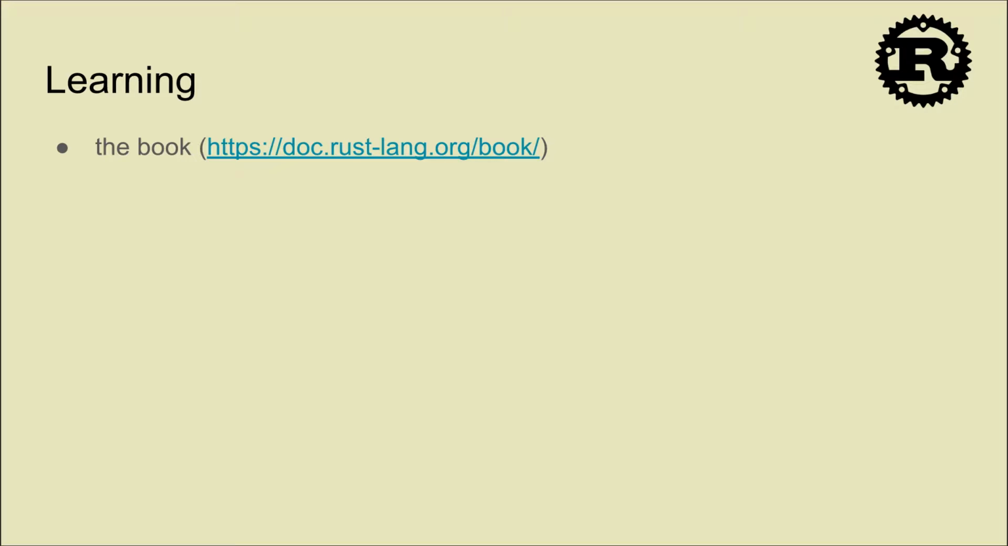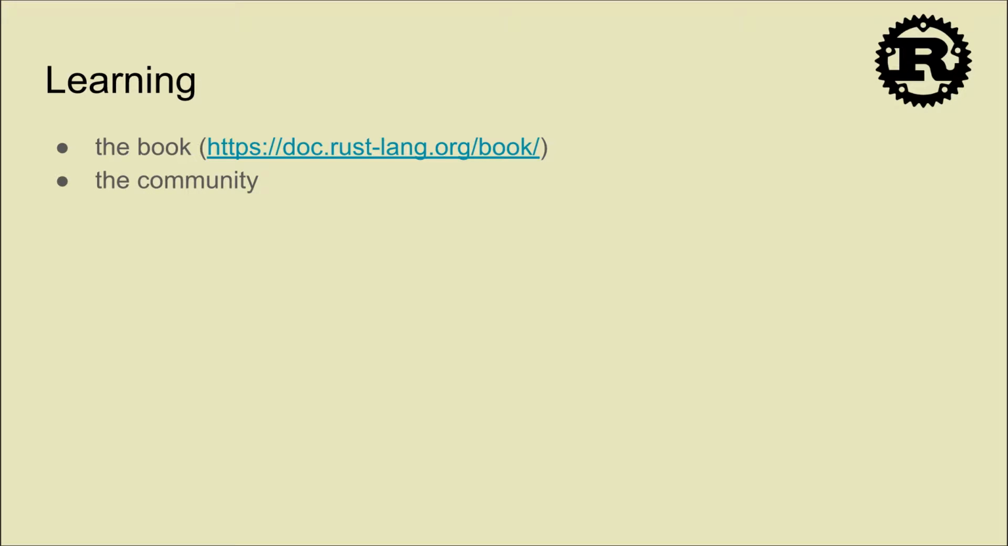I think they just finished the second edition of the book, which is a big improvement over the first. It's something like 20 chapters. It's pretty long, but if you read the first 4 or 5, you'll get a pretty good introduction to the language and be able to start writing some Rust code.